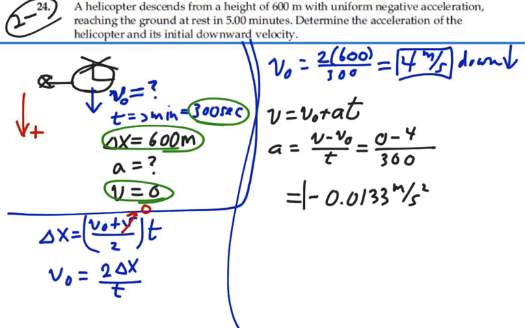So that is the acceleration of the helicopter as it's going down. Everything considered in that, the engine working against gravity, gives us an acceleration of a negative 0.0133 meters per second squared for our acceleration over this interval. Answer.